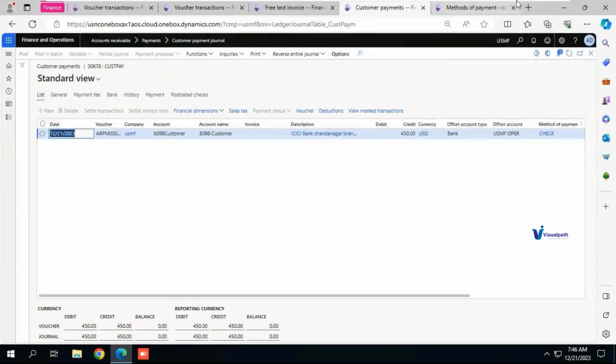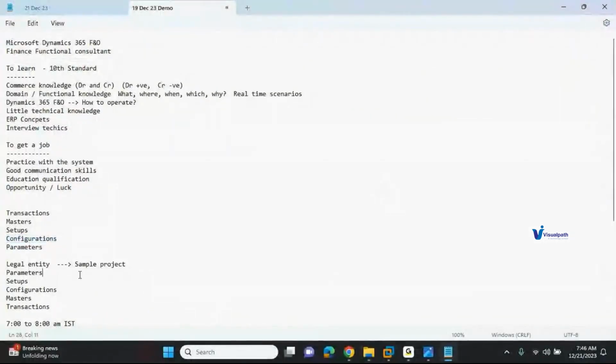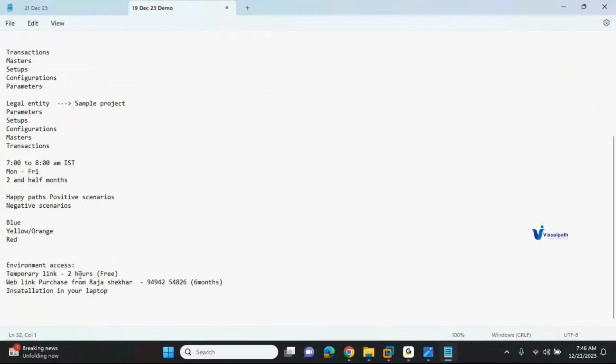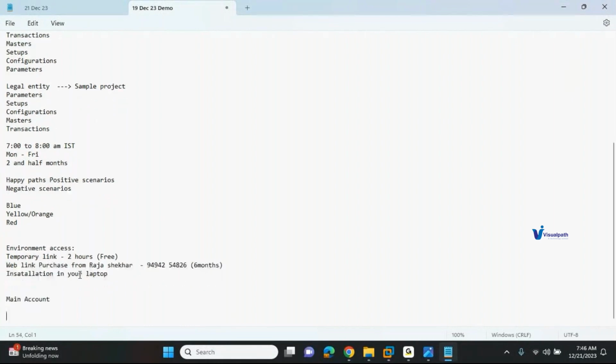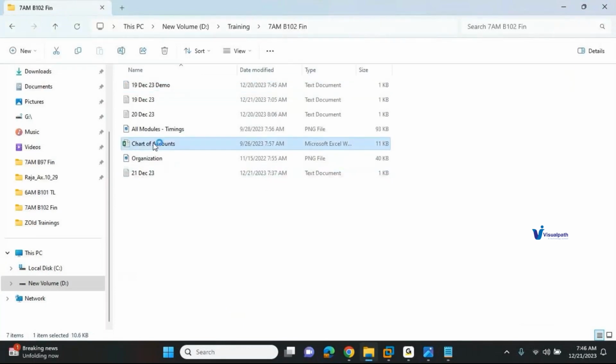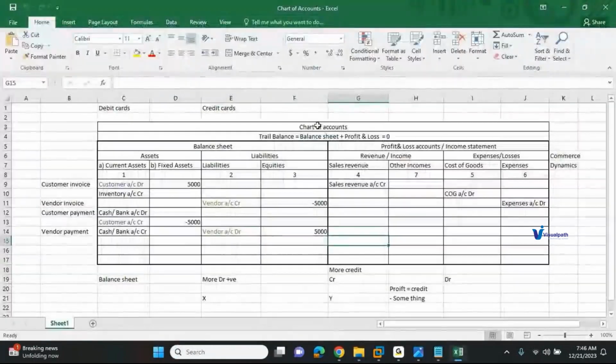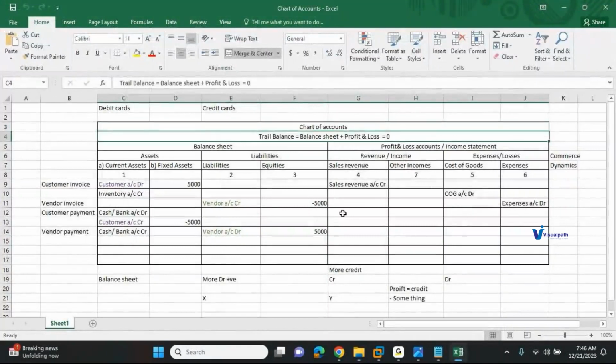Okay, fine. The next one is one more important topic, main account types. The classification of chart of accounts are main accounts. For this, I have drawn an Excel file. I have explained, chart of accounts are classified into trial balance. The trial balance is equal to balance sheet plus profit and loss account. The sum of balance sheet plus profit and loss account totals 0.